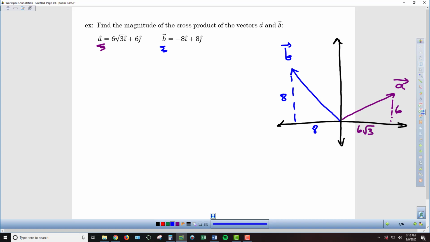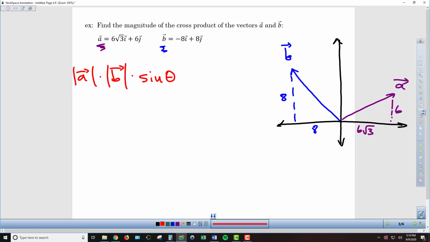So we've got a sketch here, and we're trying to find the magnitude of the cross product of these two vectors. So the formula for that cross product is going to be the magnitude of A times the magnitude of B times the sine of the angle that's in between them. So there's 3 pieces of information that I need. So the first is the 2 magnitudes.